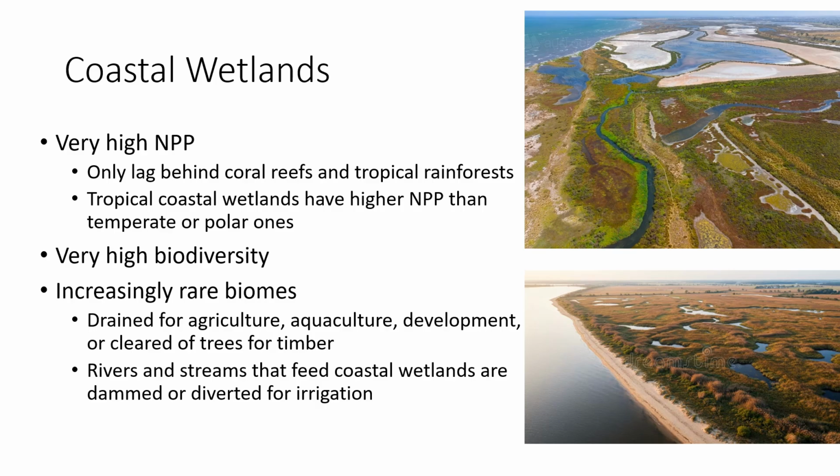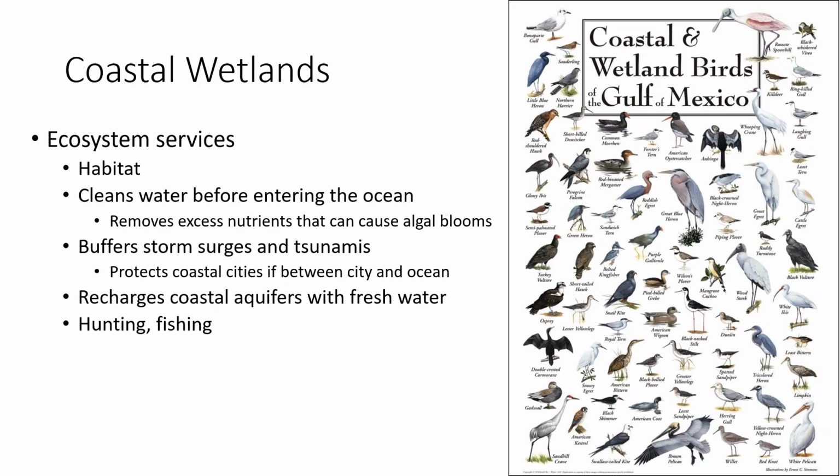It is an increasingly rare biome because we tend to drain coastal wetlands for agriculture or development, or if it's one of the forested ones, clear them for timber. And then rivers and streams that feed these coastal wetlands can be dammed for a variety of reasons or diverted for irrigation.